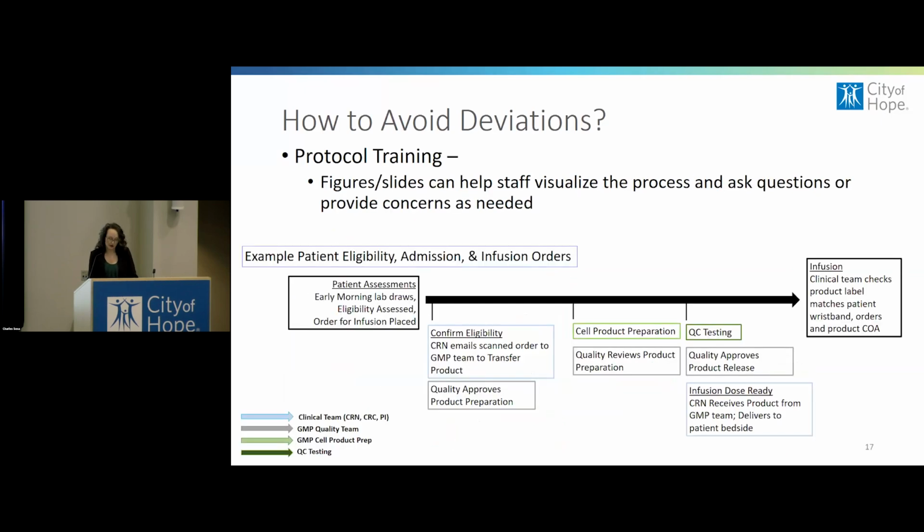So this is another example: creating visual workflows. In this case, this is the infusion dose preparation workflow. This allows staff to see what is happening when, who's responsible for what, and to make sure that steps are not skipped throughout the process, to ensure that we are mitigating deviations.